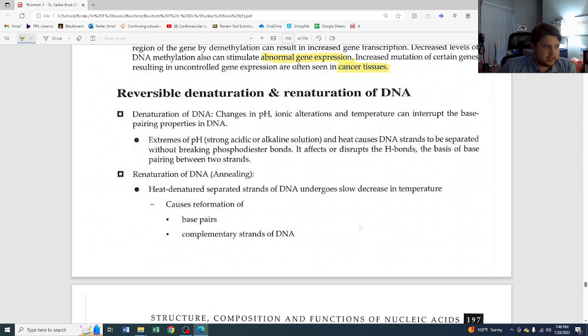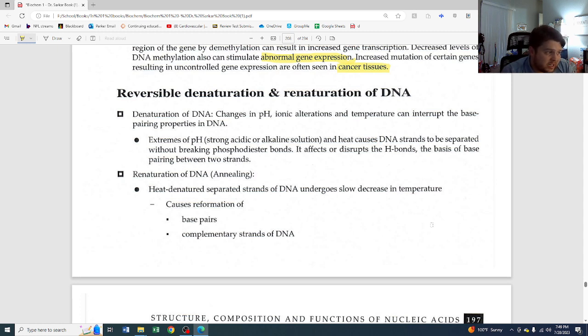Okay, now we're talking about denaturing DNA and renaturing DNA. So denaturation of DNA: changes in pH, ionic alterations, and temperature can interrupt the base pairing properties in DNA. The extremes of pH, like strong acidic or alkaline solutions, and also heat, cause DNA strands to be separated without breaking the phosphodiester bonds. So that's going to disrupt the hydrogen bonds, which are the basis of base pairing between the two strands.